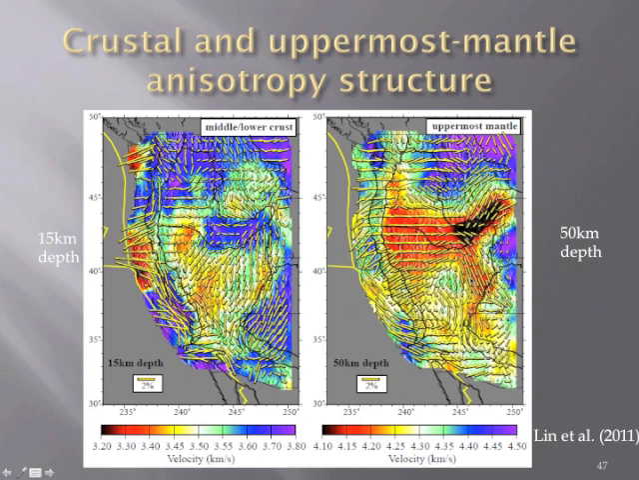So in a way, it suggests that the deformation in the crust and in the upper mantle is probably different. And also, if you look at the upper mantle near the San Andreas fault, we can start to see this fault-parallel anisotropy signal very clearly. And where we have this change of direction of the fault, we also have a change of direction of the anisotropy pattern.